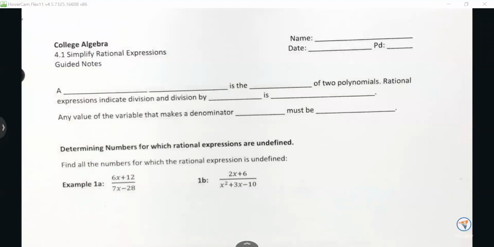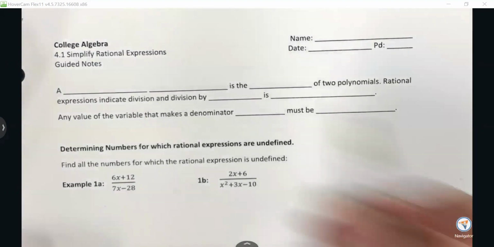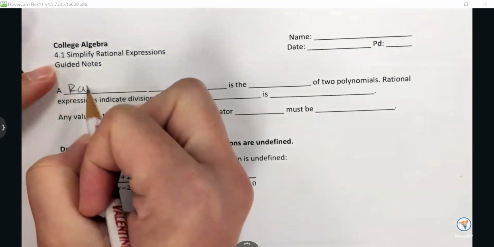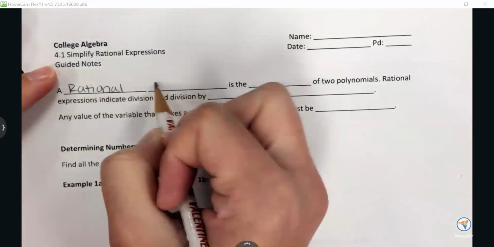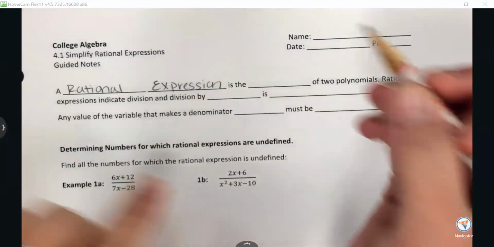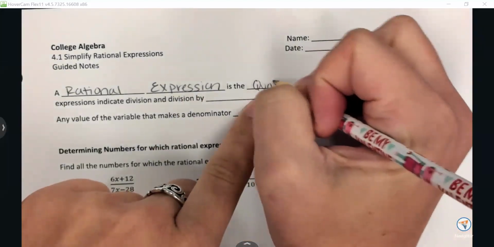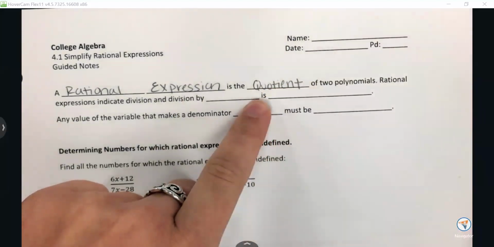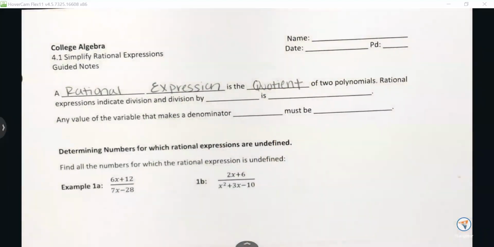All right. So we are starting rational expressions. Rational just means the letter is in the denominator, not in the numerator. Okay, so 1 over x is a rational because your letter is in the denominator. So a rational expression is the quotient, just means fraction, of two polynomials.